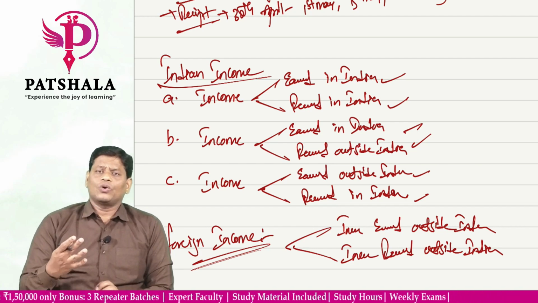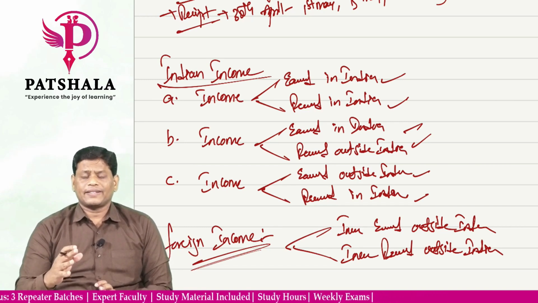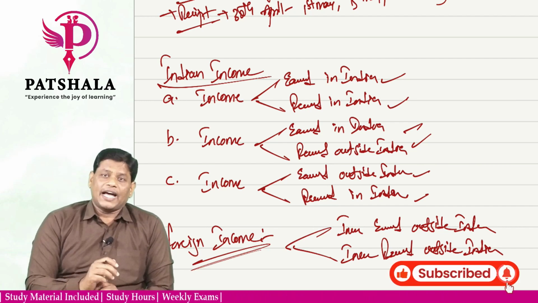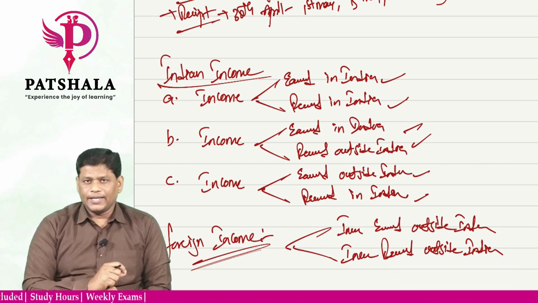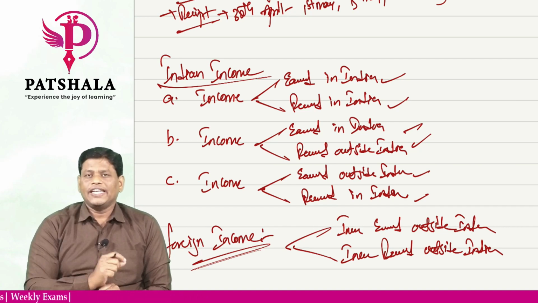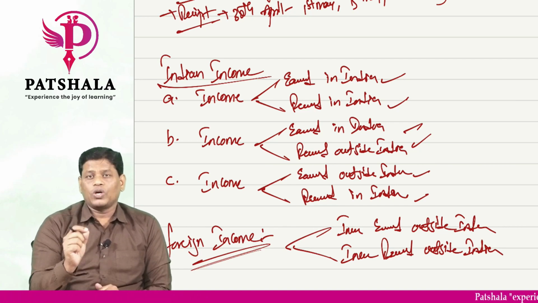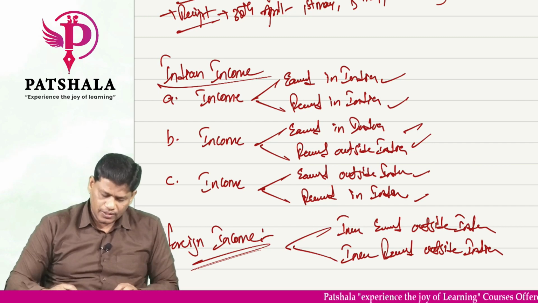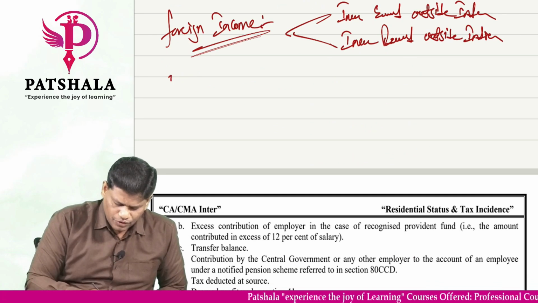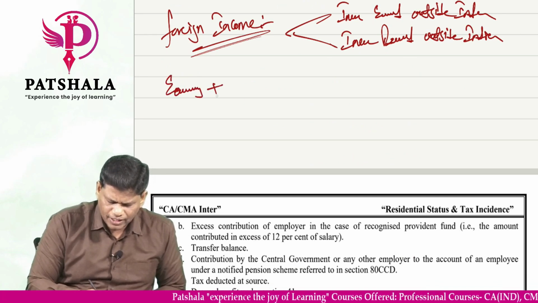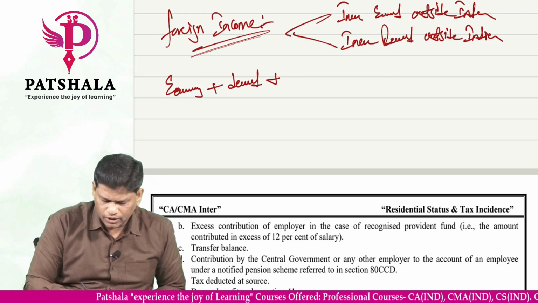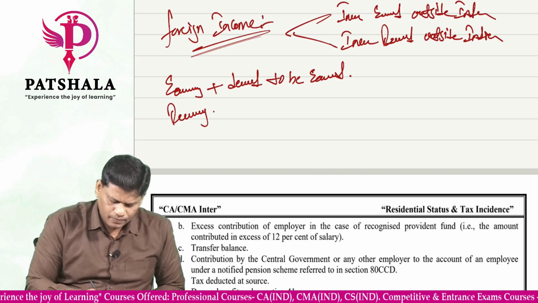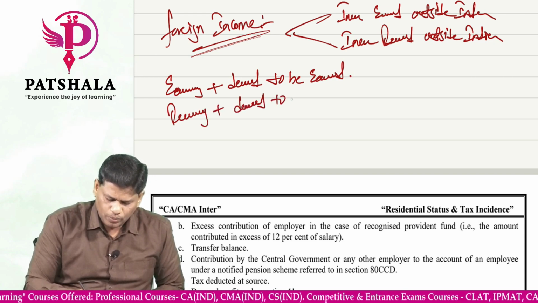See, in a general scenario, you may have different logics to say certain income as an Indian income and certain income as a foreign income. But when it comes to income tax, as per section 5, the scope of total income or tax incidence, the division of income into Indian income and foreign income is purely based on only two factors: where it is earned, where it is received. Clear? Then what did the department say? For earning, they have introduced a concept called deemed to be earned. For receiving, they introduced a concept called deemed to be received.